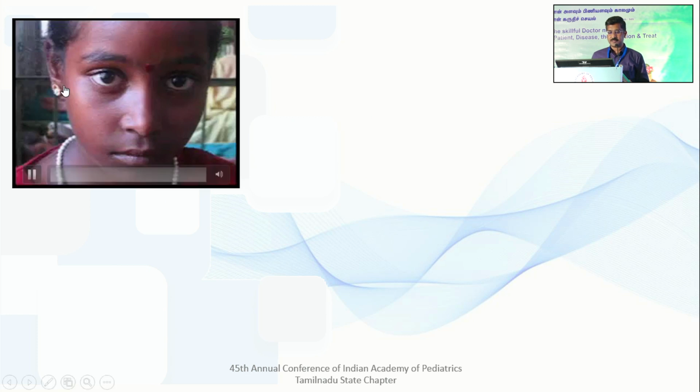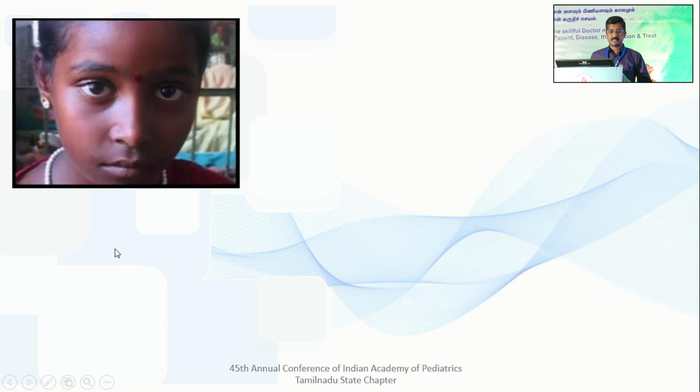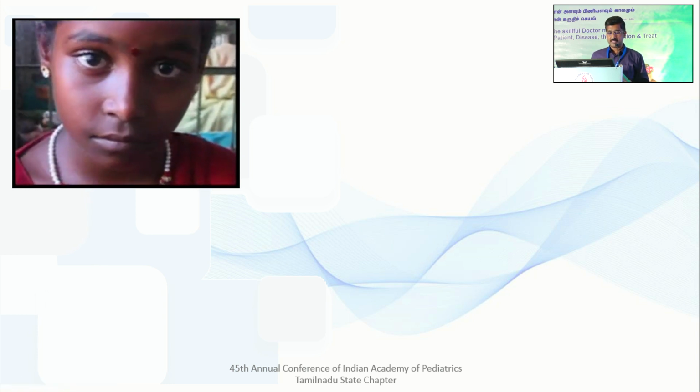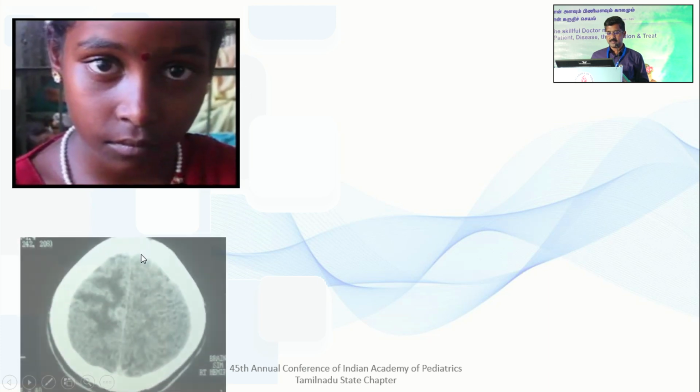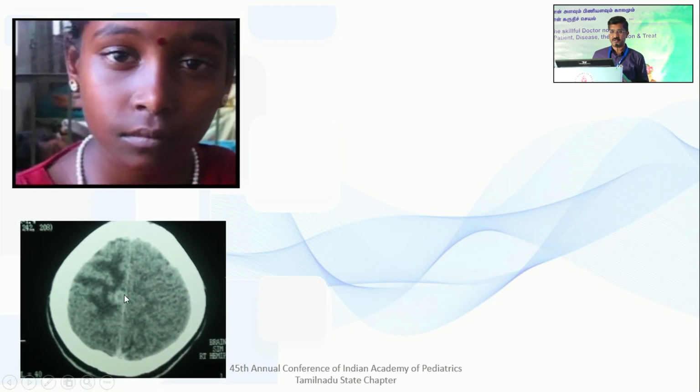So, a few videos about the semiology. Just observe the child. There is twitching on the right corner of the mouth, which is a focal motor seizure, simple partial. The commonest cause is neurocysticercosis involving the left motor area.